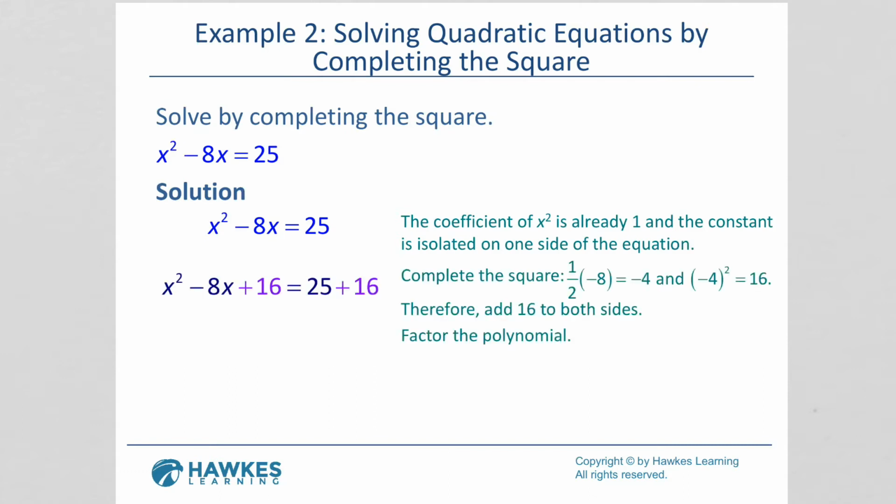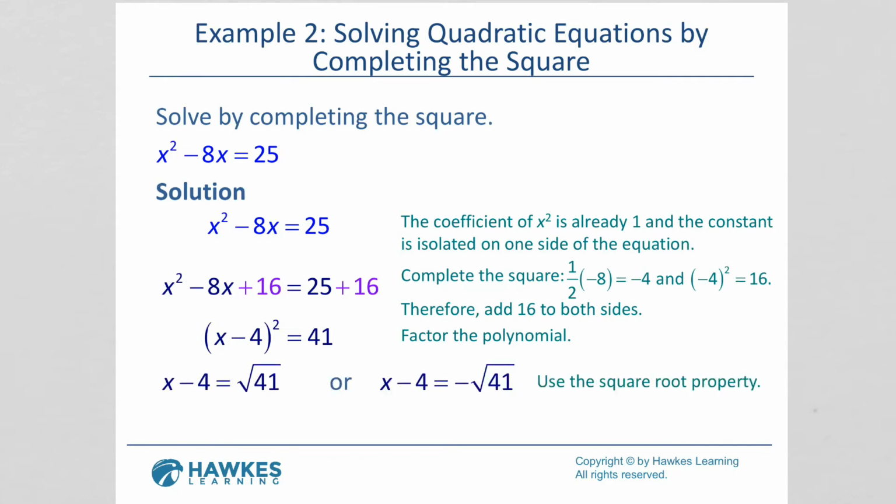So moving to step 3, we're going to complete the square by taking half of the coefficient on our x term, which is half of negative 8, which is going to give me negative 4. And then we're going to square negative 4, which is going to give us 16. And we're going to add 16 to both sides. So that gives us x squared minus 8x plus 16 equals 25 plus 16. The left-hand side then becomes x minus 4, that quantity squared, equaling 41.